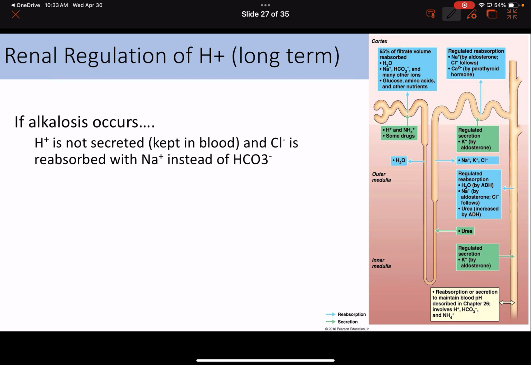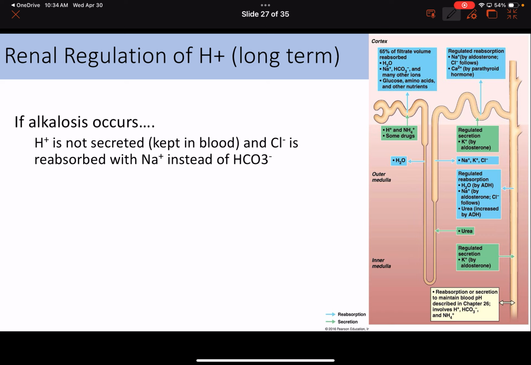Okay. So if alkalosis occurs, which again, it's more common to have acidosis versus alkalosis, but if alkalosis occurs, then we're not going to secrete those hydrogen ions because we're going to need them in order to bring our pH back down. And then what we talked about last time, we just talked about it at the end of the last lecture.